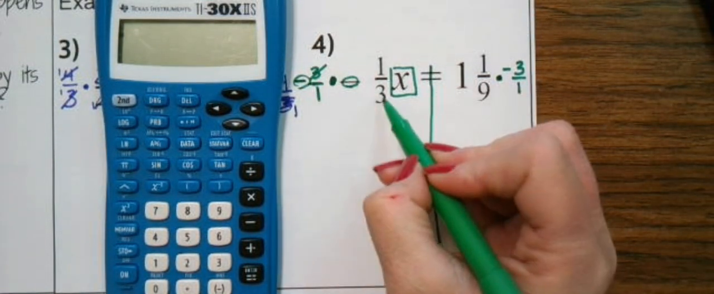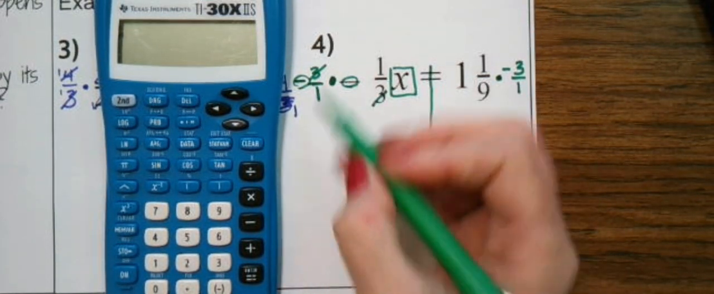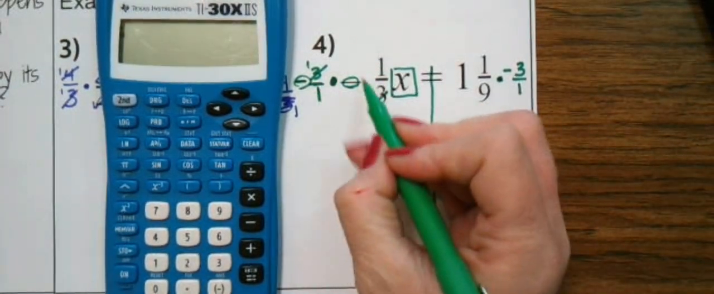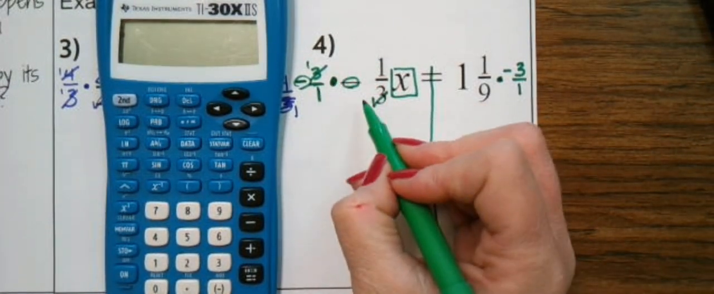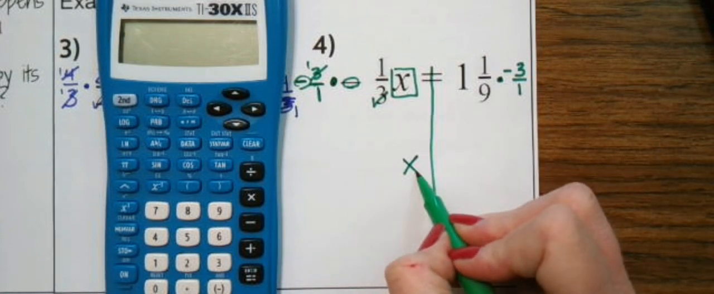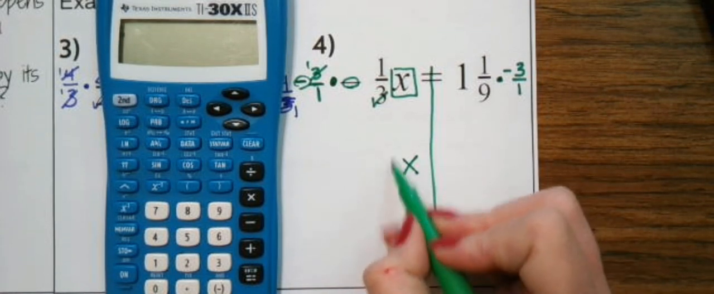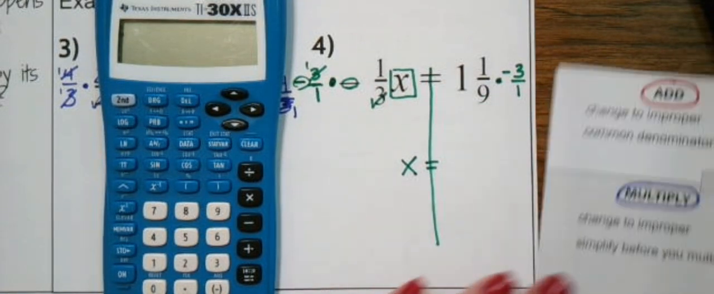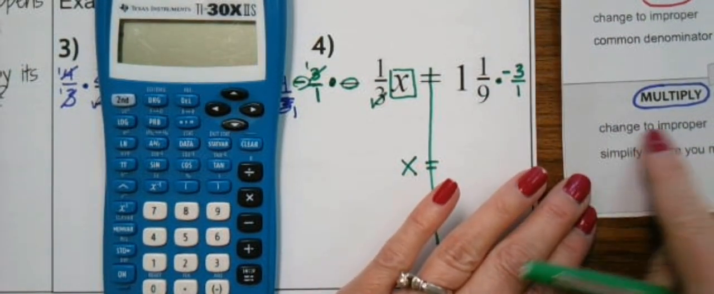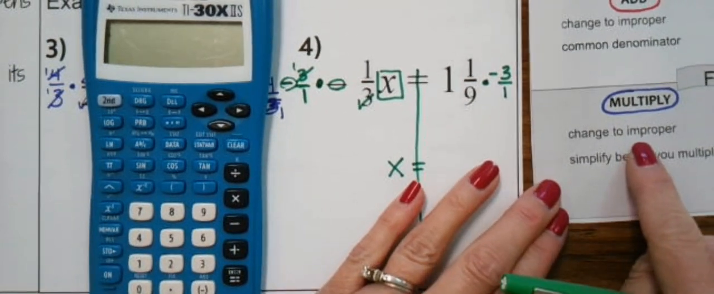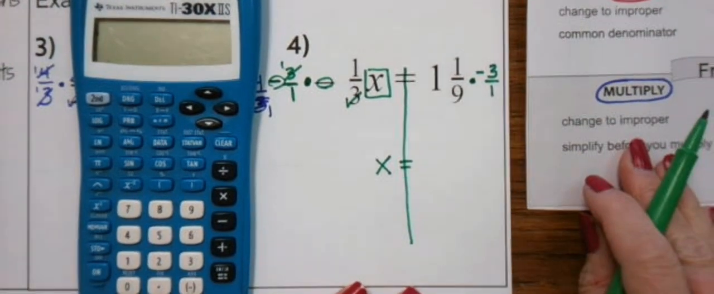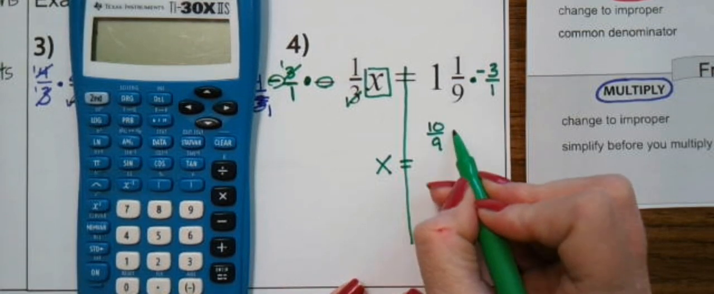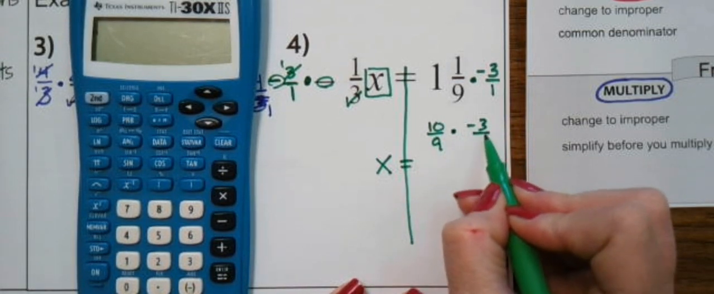The 3 in the numerator and the 3 in the denominator both have a common factor of 3, so we can divide by 3 and get 1. See how all of this, when you multiply, makes positive 1. Okay, positive 1x, but I only need to drop down the x. I don't need the 1 in front of it. Now over here, when I multiply fractions, I need to be sure that they're both improper before I multiply. So let's change the 1 and 1/9. 9 times 1 is 9 plus 1. This would be 10/9 times negative 3 over 1.